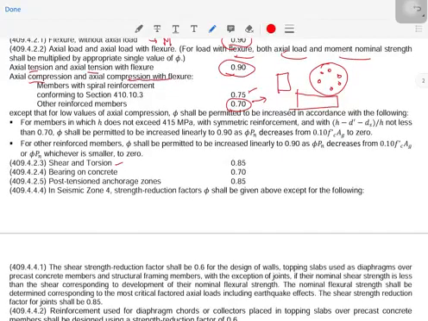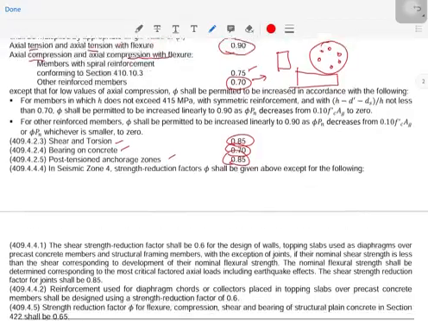So for shear and torsion, if we are dealing with shear and torsion, then the factor will be 0.85. Bearing on concrete, that is 0.7. Then post-tension anchorage zones, 0.85.